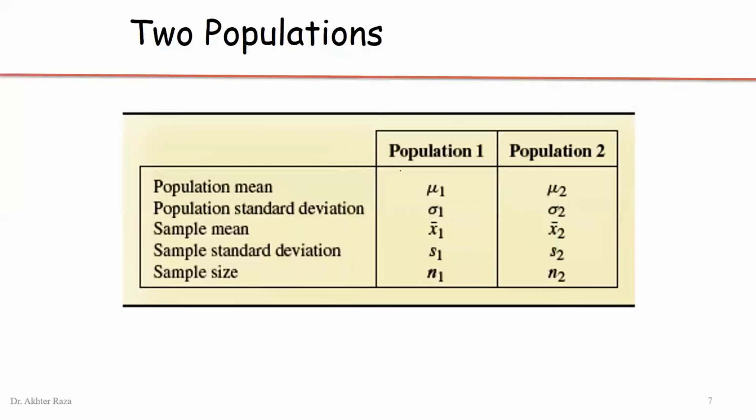Now this is the summary of the problem. The population mean from the first population is mu1, and mu2 is the mean of the second population. These are the parameters. These 4 are parameters, 2 from population 1 and the remaining 2 from population 2, because these are the characteristics of the population. And these are the statistics: sample mean 1, sample mean 2, sample standard deviation 1, sample standard deviation 2, sample size 1, sample size 2.